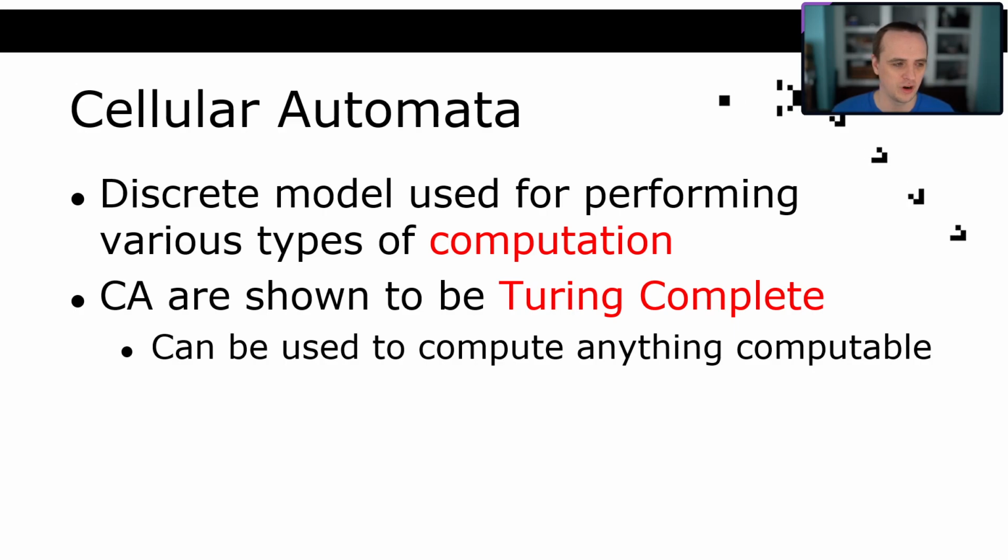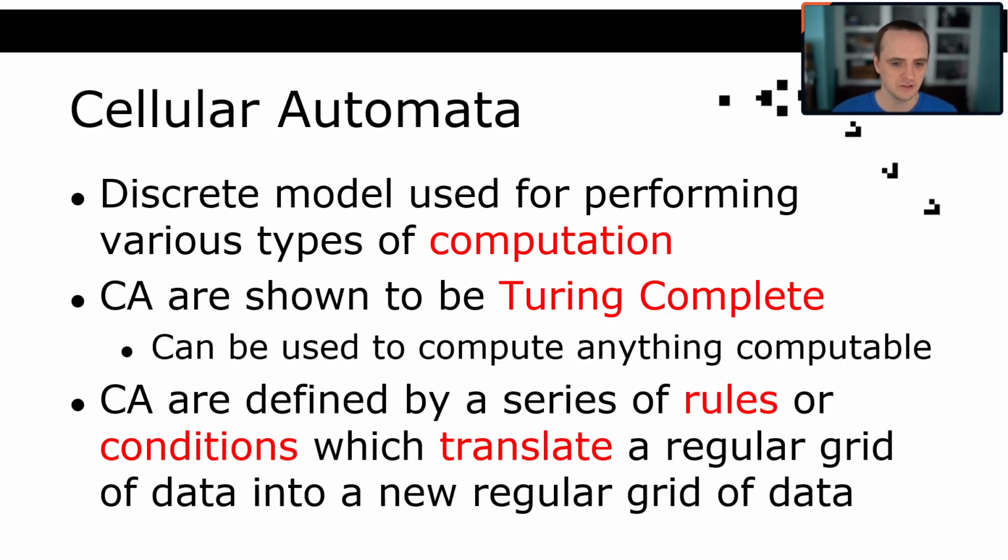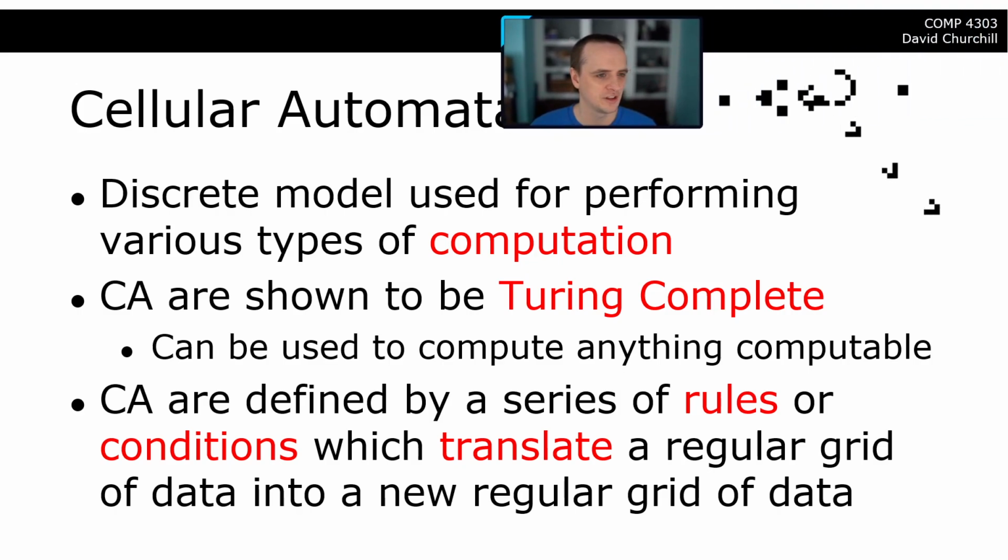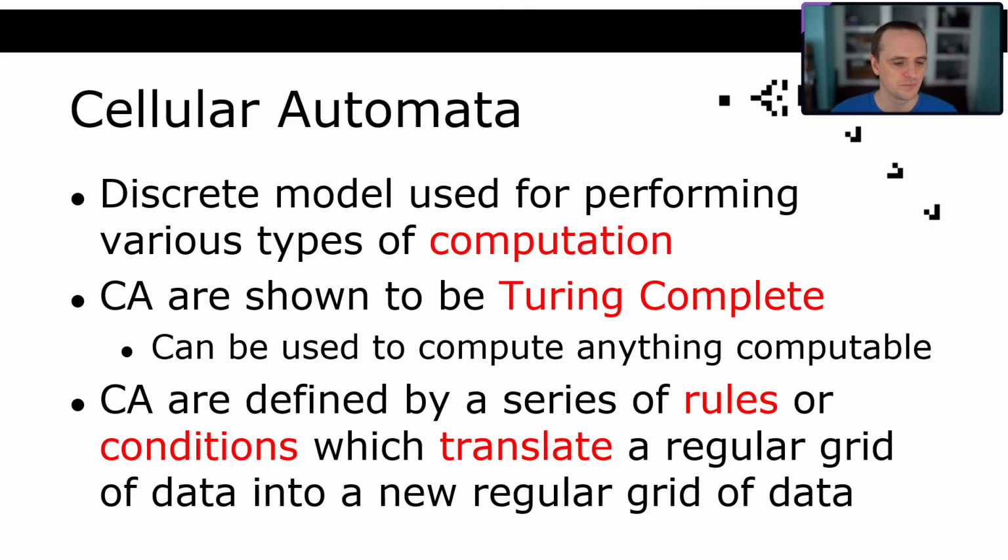They can be used for implementing games, for implementing pattern or texture generation, and many other things. So what they are at their core, and up here there's an example of a cellular automata running, and we'll show how this actually works. A CA is defined by a series of rules or conditions that translate some points on a grid of data into a new grid of data.